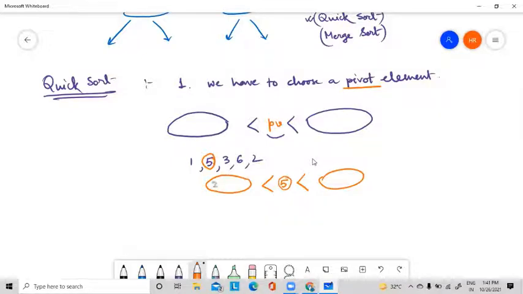It means, suppose on this side the elements are this and on this side the element is this. Then we can say that in this array, 5, which we have chosen as the pivot element, got its proper position. So this is the basic idea of quick sort. We will choose one element and put it in its proper position.